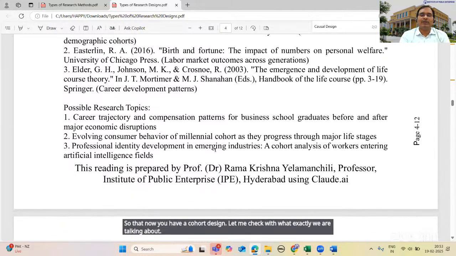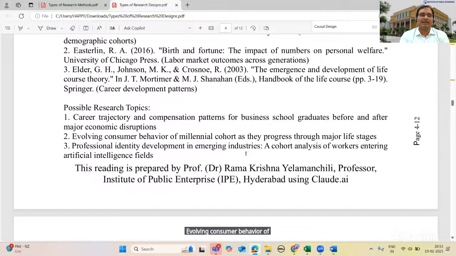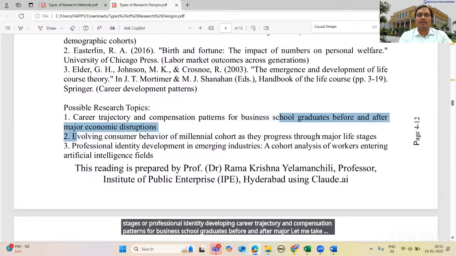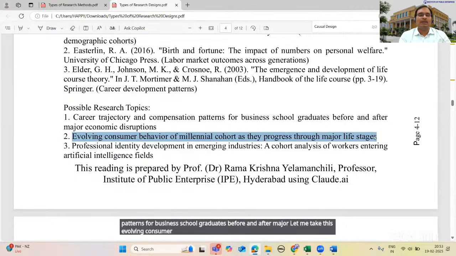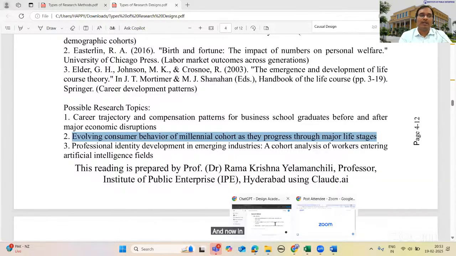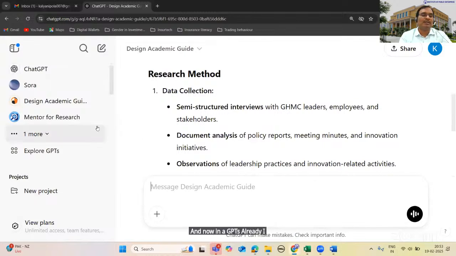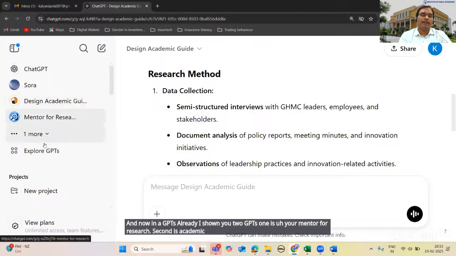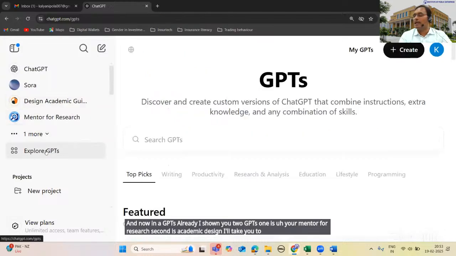Evolving consumer behavior of the millennial cohort as they progress through major life stages, or professional identity developing, career trajectory and compensation patterns for business school graduates before and after major. Let me take this evolving consumer behavior. This is the topic which I am talking about. And now in GPTs, I have already shown you two GPTs. One is your mentor for research. Second is academic design. Now I'll take you to another one.